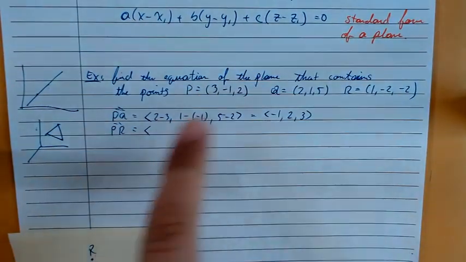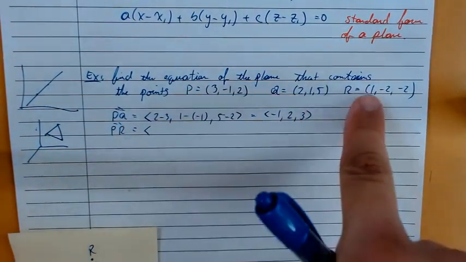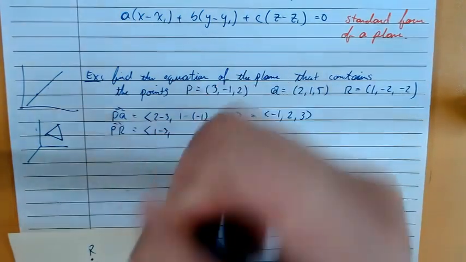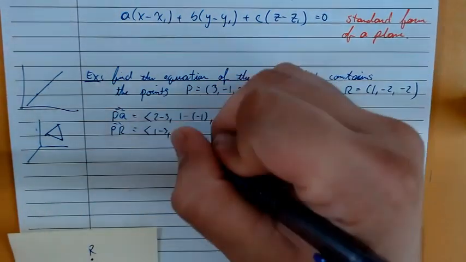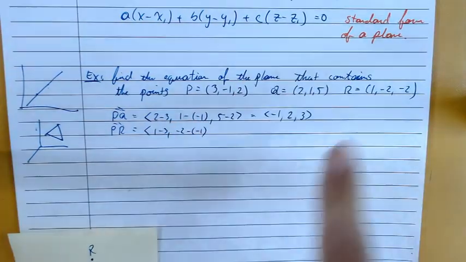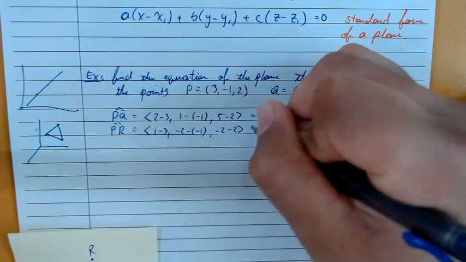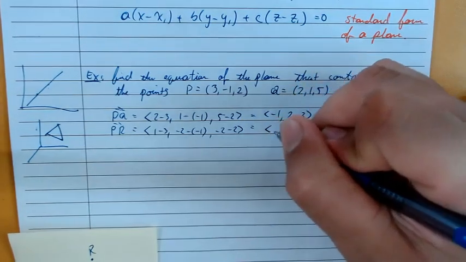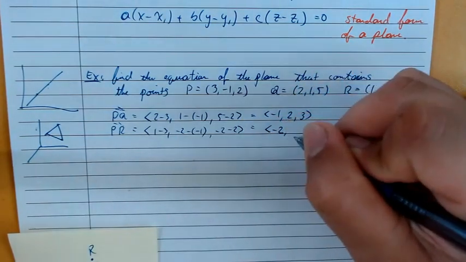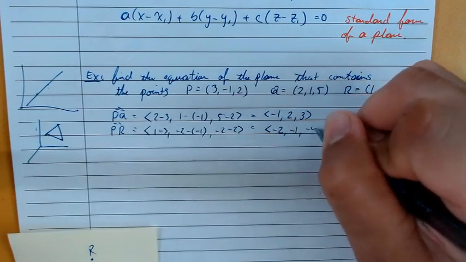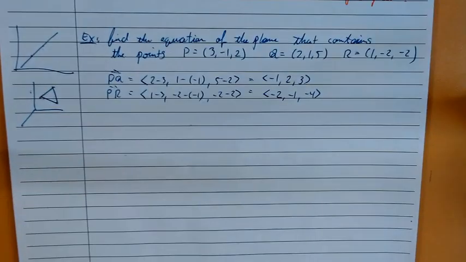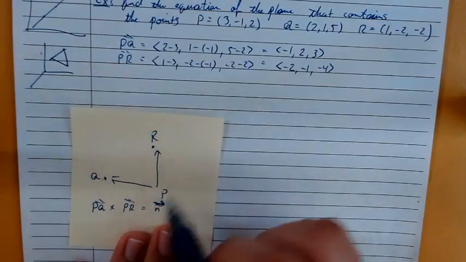So PR, I'm going to take my R minus my P, so 1 minus 3, -2 minus -1, and -2 minus 2, which would give us -2, -1, -4. Just like that. So now I have 2 vectors on this flat plane.